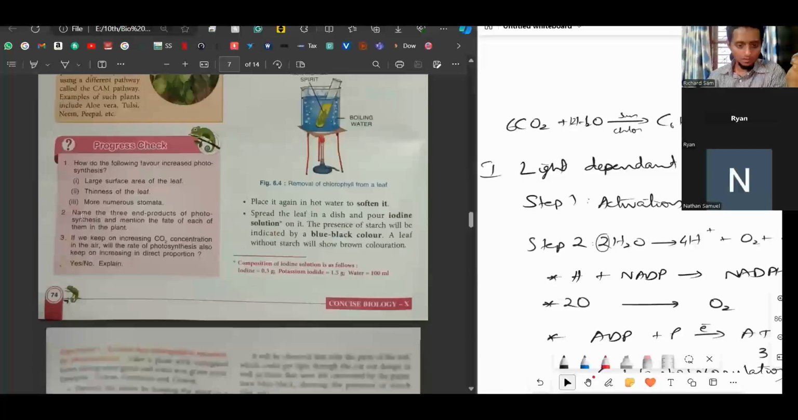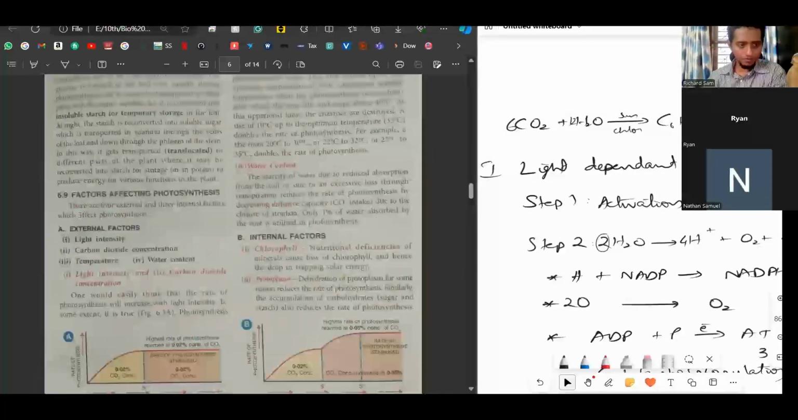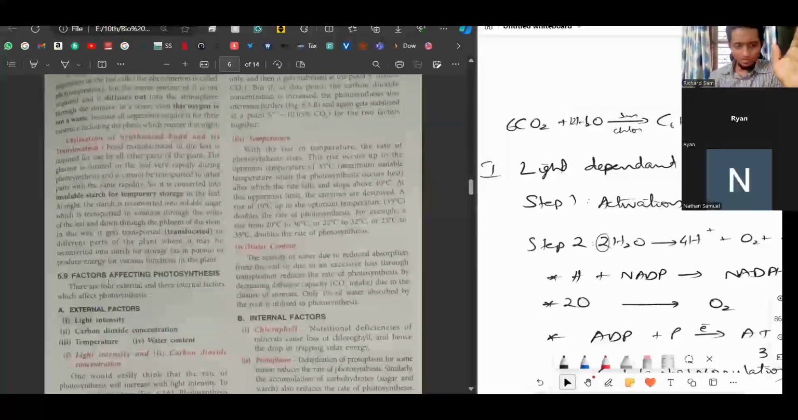How much more is here? All right, I think that much is enough. We will see the factors affecting photosynthesis in the next class.